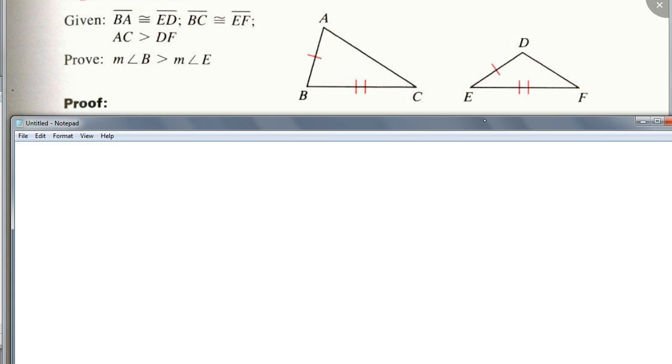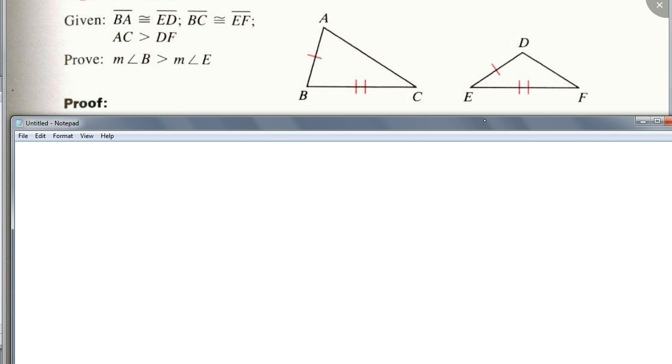What's our first case? Yes, sir. Angle B is equal to angle E. Good. What's the second case? Yes, sir. Measurement angle B is less than measurement angle E. So let's start with the first case because first case is really trivial. Brandon, if I assume temporarily that measurement angle B is equal to measurement angle E, what can you tell me about AC versus DF?